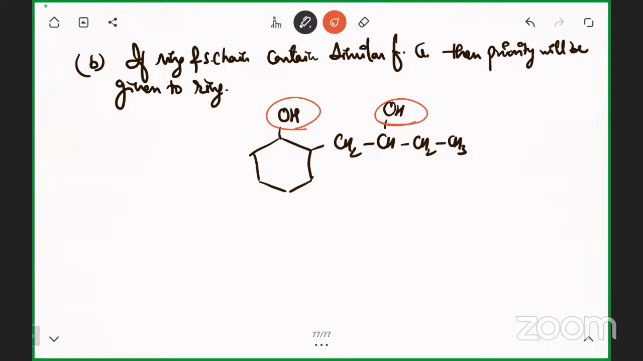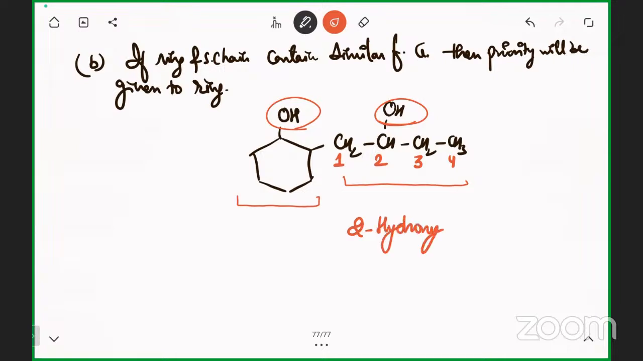So, a similar functional group is present in the side chain as well as in the ring. But if something happened like this, then you'll give the priority to the ring. You'll give priority to the cyclic compound. So this will be named at last, and this will be named at first. Now do the numbering. 1, 2, 3, 4. On the second position, what do we have? 2 hydroxy.